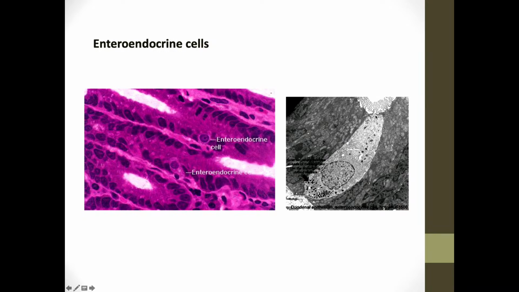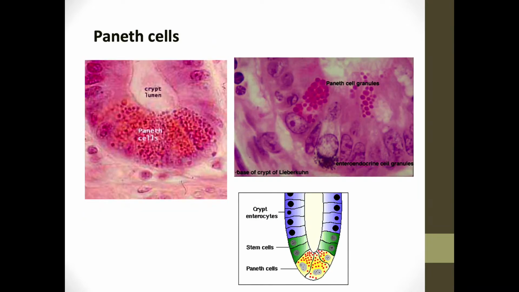So which type of endocrine cells are they? They are the open type. Yes, unlike the stomach endocrine cells, which are the closed type endocrine cells. And so it's the crypt.